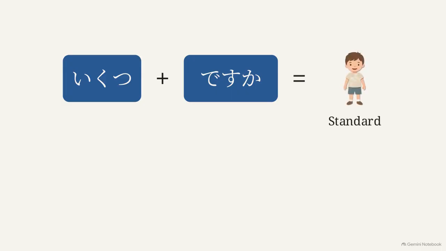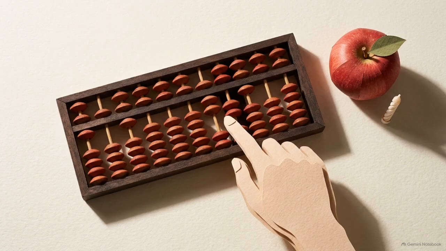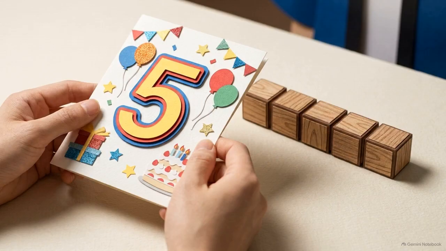You can also use nansai, which literally asks for the number of years. However, ikutsu is the traditional native preference for this question. This phrasing uses the same underlying counting rhythm as physical objects, making it feel very natural to native speakers. Because age shares this counting foundation with objects, the grammar allows you to discuss the years of a person's life as a tangible, countable quantity.